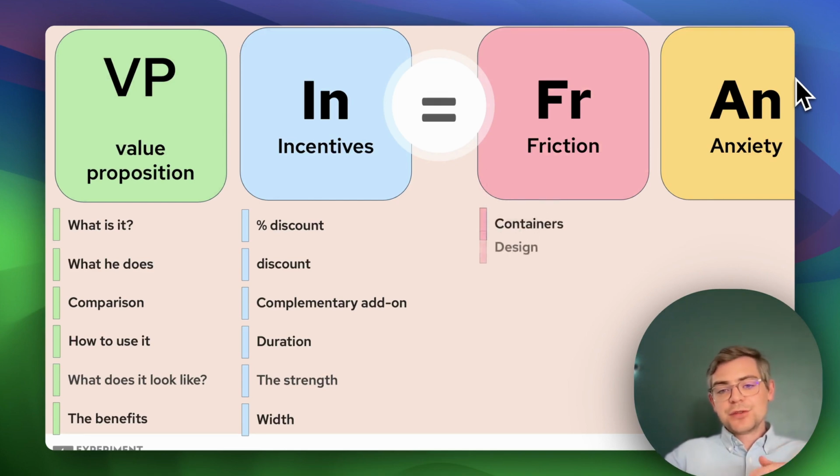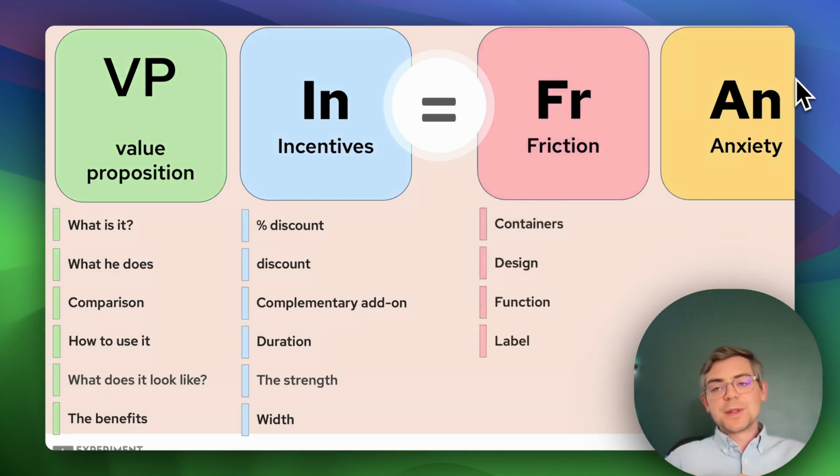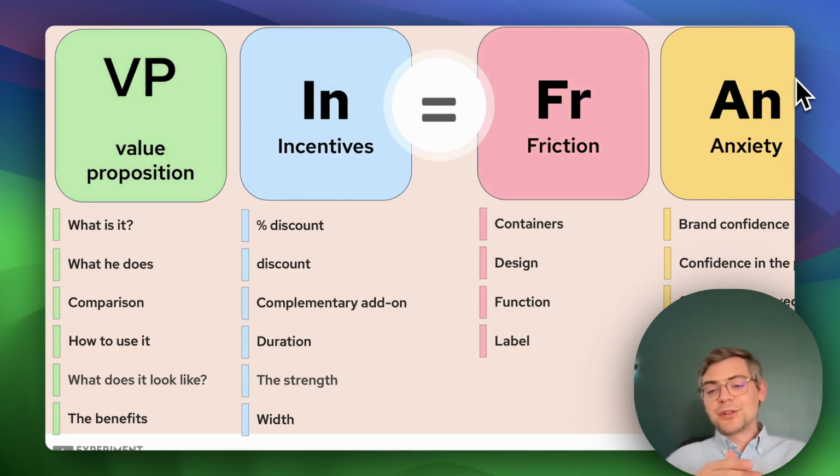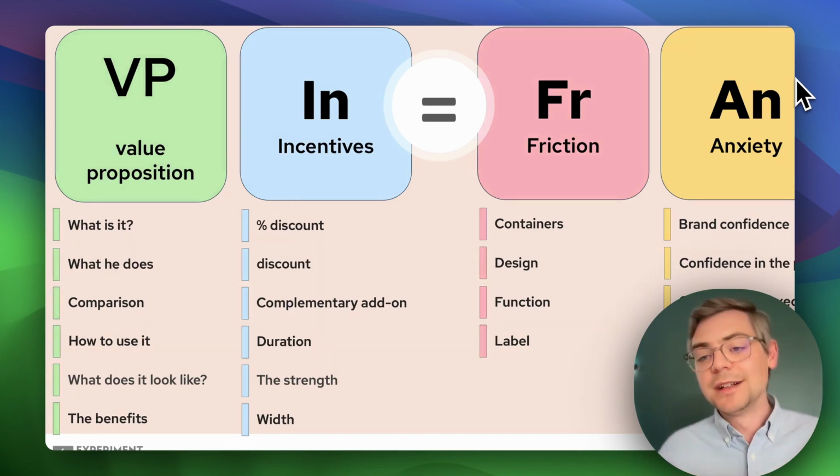After, you have the element of friction, which is basically how your website is built. So are your containers well displayed? Is the design easy to understand? Are your functions working, and do you have labels that are very well crafted? And after, you have the anxiety. So basically, do we trust the brand? Do we trust that the product will basically do what it's saying it's gonna do? And after, confidence in the execution. So basically, are you gonna ship the product to me, or I'm gonna buy it and I will never receive it? So basically, it's all about confidence.